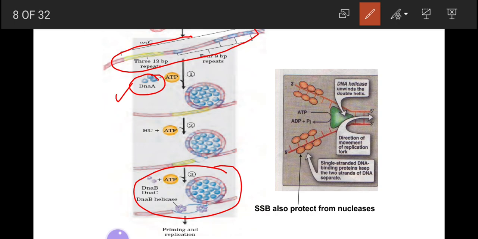Then the second protein which I will discuss here is the DnaB protein, or the DNA helicase.